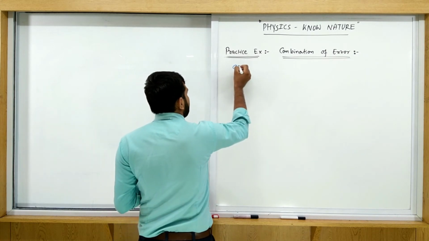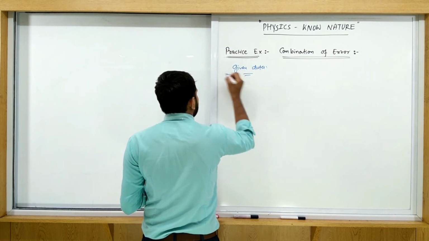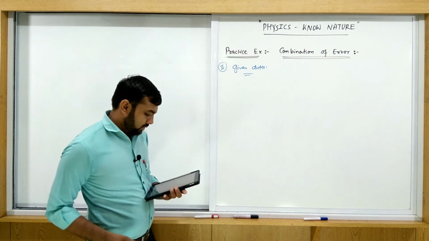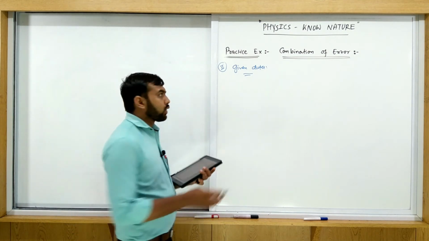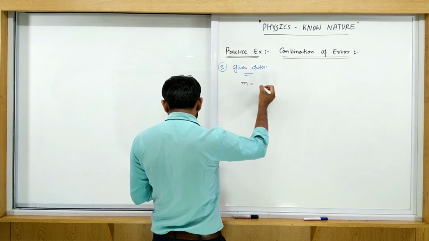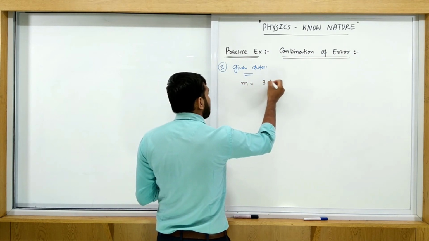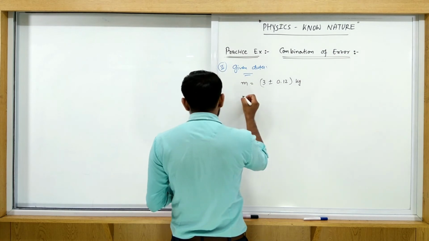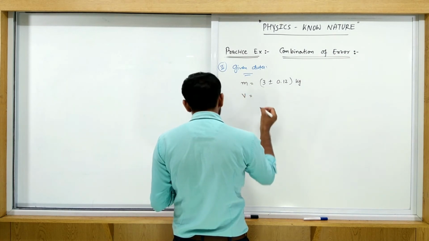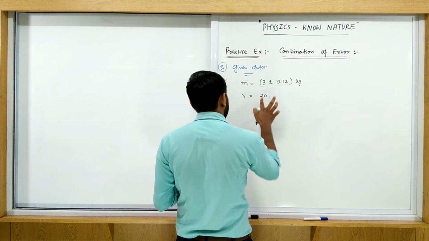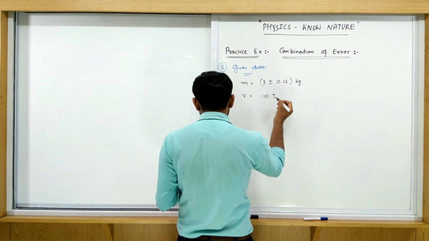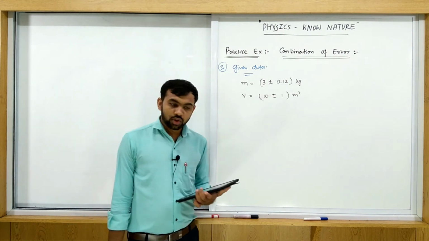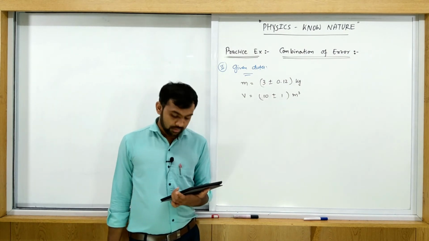Let's write the given data here. Problem number 2, given data recorded as m is equal to 3 plus or minus 0.12 kg and V is equal to 10 plus or minus 1 meter cube, respectively. Full stop.